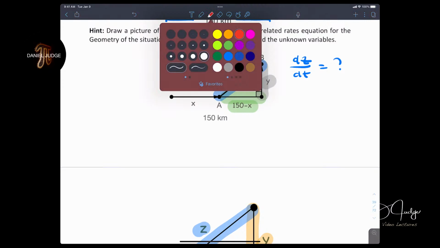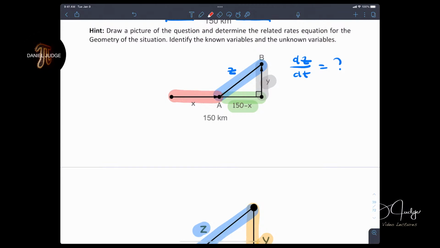Remember this. This is the distance for x. The x variable is increasing. Okay, that x is increasing. 150 minus x is not increasing, but x is increasing. That's a big deal. So that means dx dt will be positive.